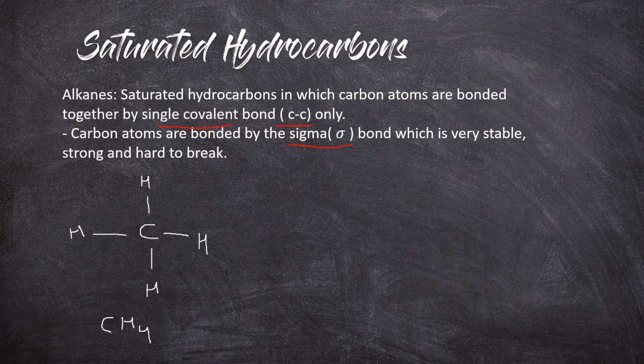So here is a 4 sigma bond. This is sigma, this is sigma, so this is sigma. So this is very stable and strong and hard to break. You cannot break these saturated hydrocarbons. Saturated hydrocarbons are alkanes, A-L-K-A-N-E-S, yes, alkanes. Do not get confused.